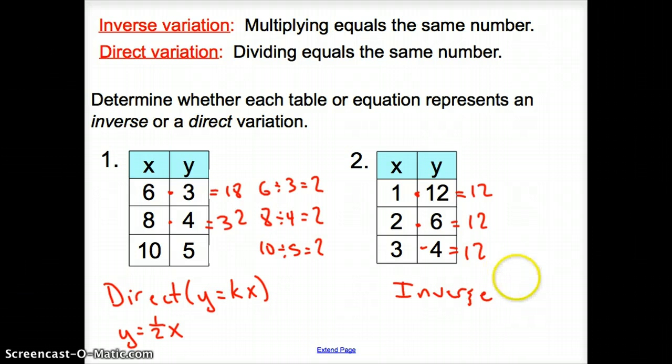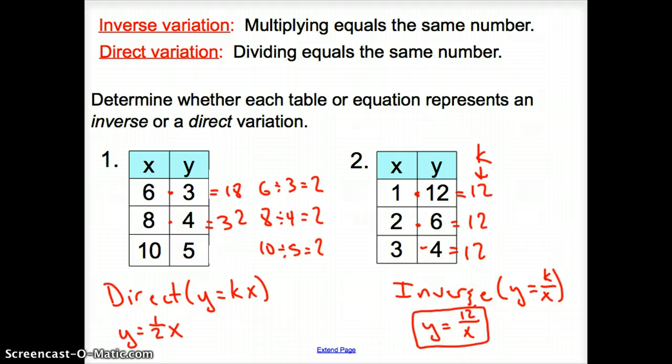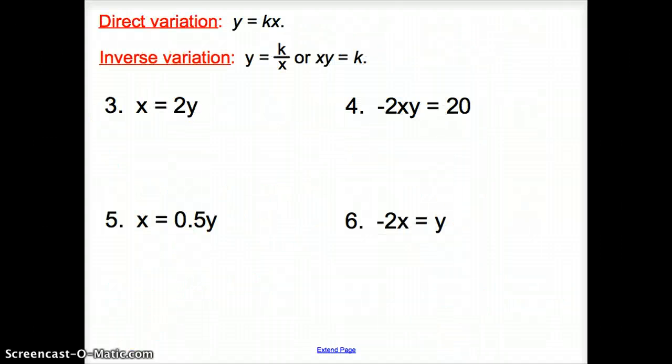And if we were writing it, we want to write it y equals k over x. You'll like how to write these because we have y equals, and you already find your k when you multiply, so 12 is going to be your k. That's going to go over x for your equation of the table.